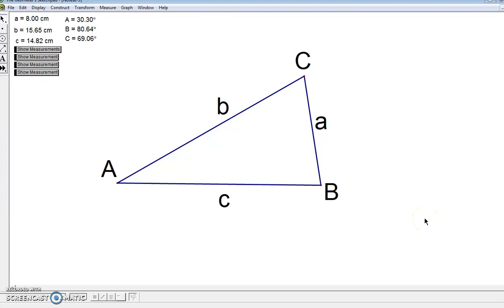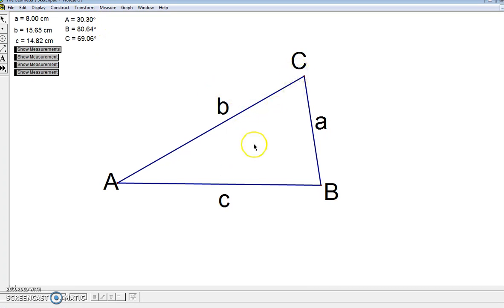This video is just an intro into the law of sines, showing you exactly how or why it works. In this triangle that you have in front of you, angles A, B, and C are marked with capital letters, and I've measured the angles up here.